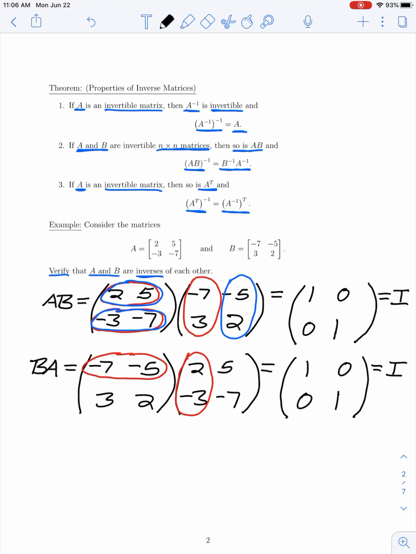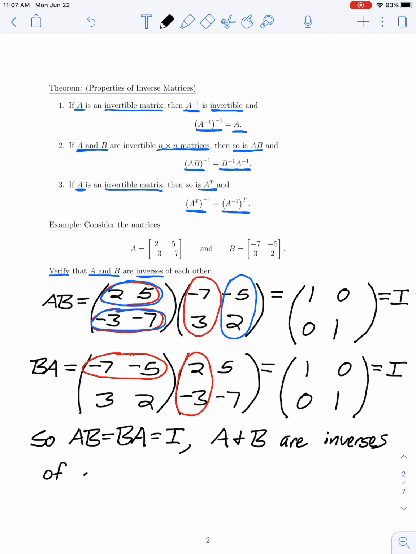So here, since A times B is the same as B times A, and both products give the identity matrix, it follows that A and B are inverses of each other.